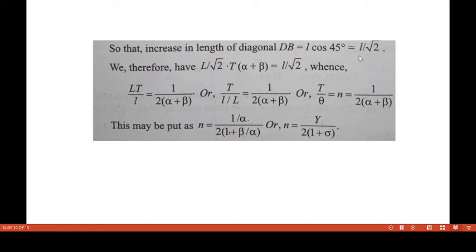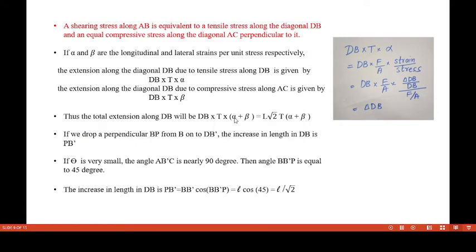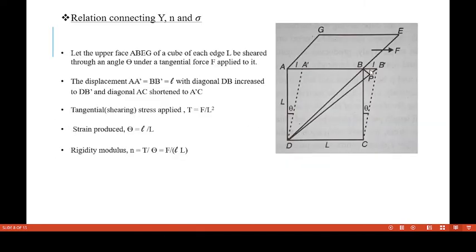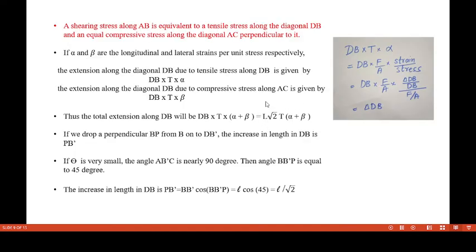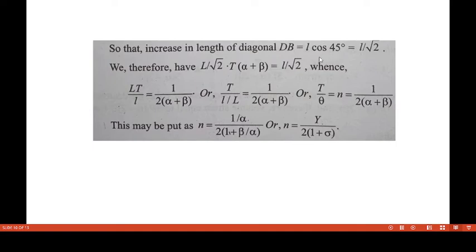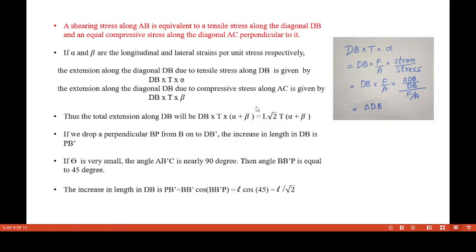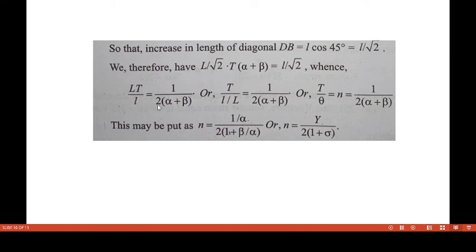Now we've also seen that the extension along dB is also equal to this term, which we have already calculated here, l root 2 times T into alpha plus beta. So we can equate these two terms, l by root 2 and this term, and finally after some simplification we can obtain the relation between rigidity modulus, Young's modulus and Poisson's ratio. So you can just verify this.